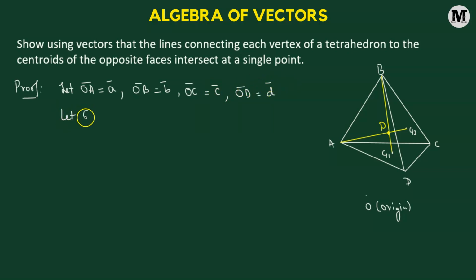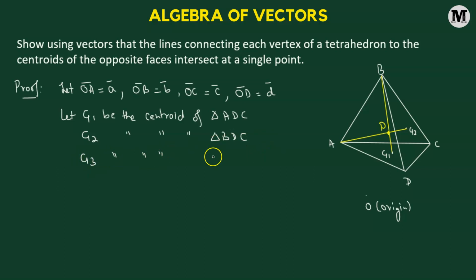So let G1 be the centroid of the triangle ADC. G2, let this be the centroid of triangle BDC. Then we consider G3 to be the centroid of the triangle ABD. And we have G4. So let's say G4 is the centroid of the triangle ABC.